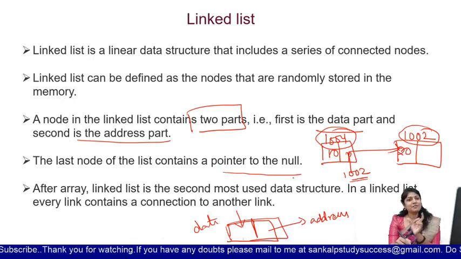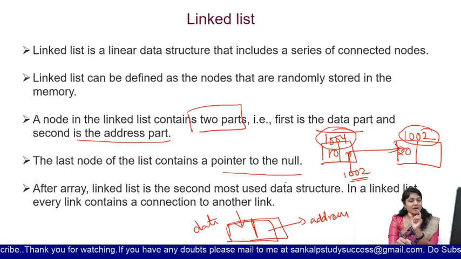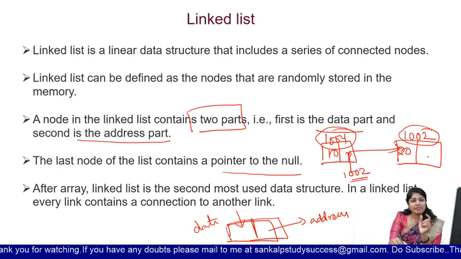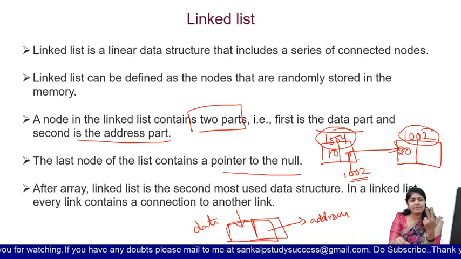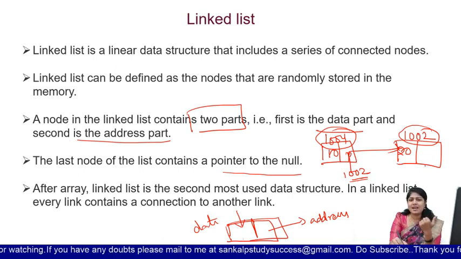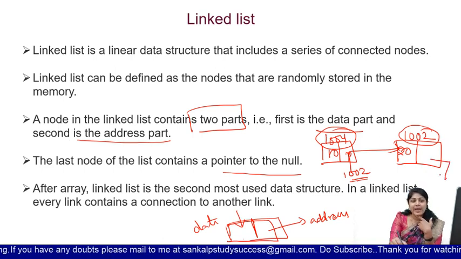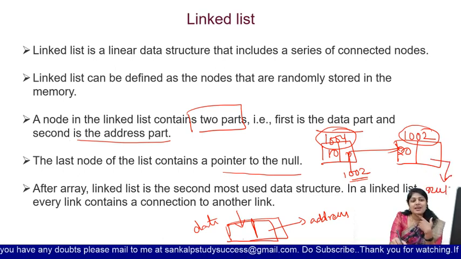So there is a collection of a sequence of nodes. The last node, how can we define the last node? That means the last node, for example, let us say in this example I have only two elements, 10 and 20. This is the last node. After 20 there is no element. So the last node's address part contains null.